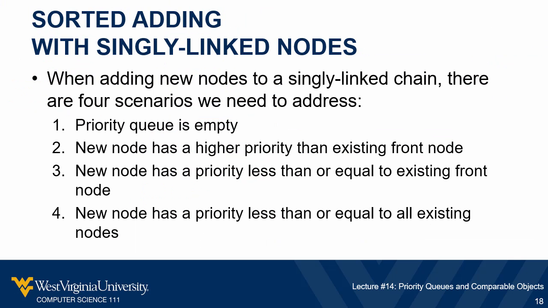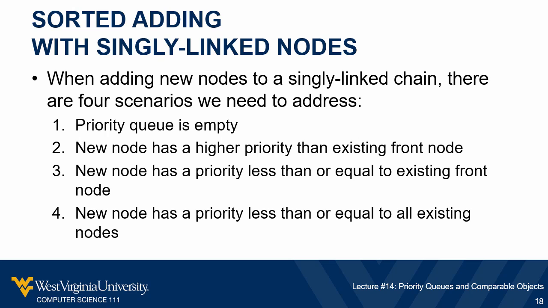The process for adding new nodes to our linked chain for the priority queue is a little bit complicated. It depends really on which of 4 different scenarios we fall into. Things are most straightforward if the priority queue is empty, because we're going to have only one node when we're done.